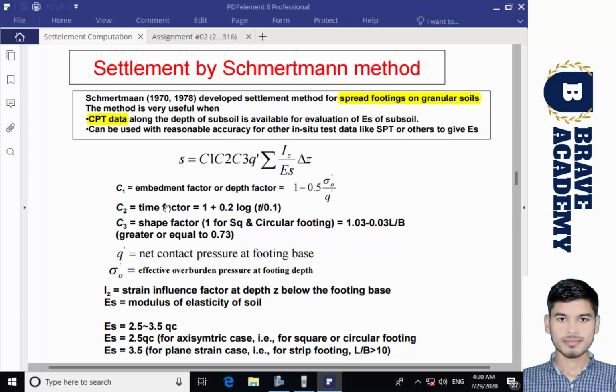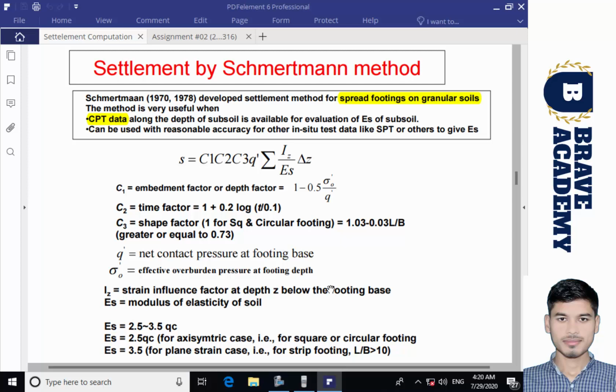Here C1 is the embedment factor or depth factor, that is equal to 1 minus 0.5 sigma naught prime over q prime, and C2 is the time factor, that is equal to 1 plus 0.2 log t by 0.1. C3 is the shape factor, that is 1 in case of square or circular footing, and in case of other footing it is 1.03 minus 0.03 L by B. Here q prime is the net contact pressure at footing base. Sigma naught prime is the effective overburden pressure at footing base.